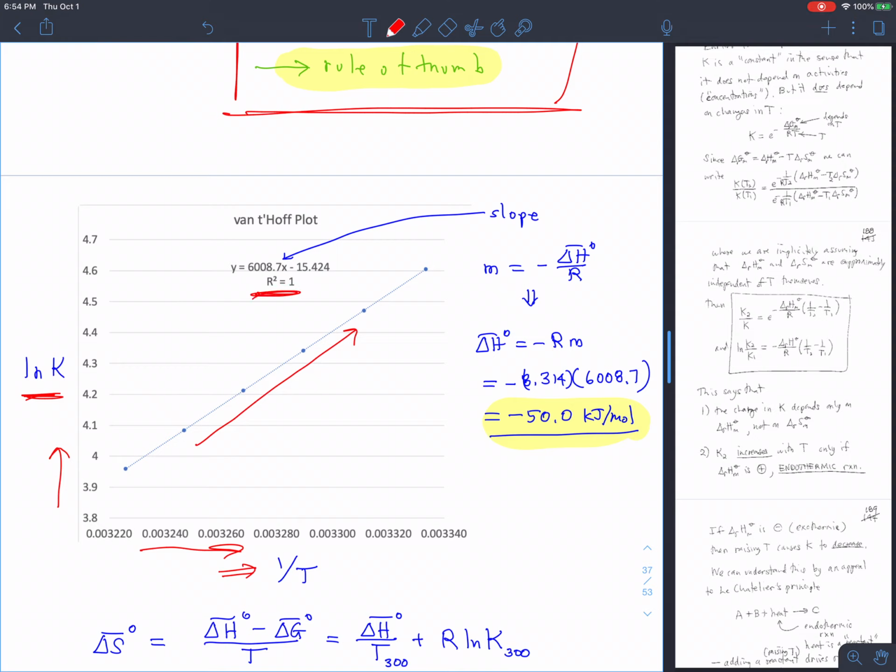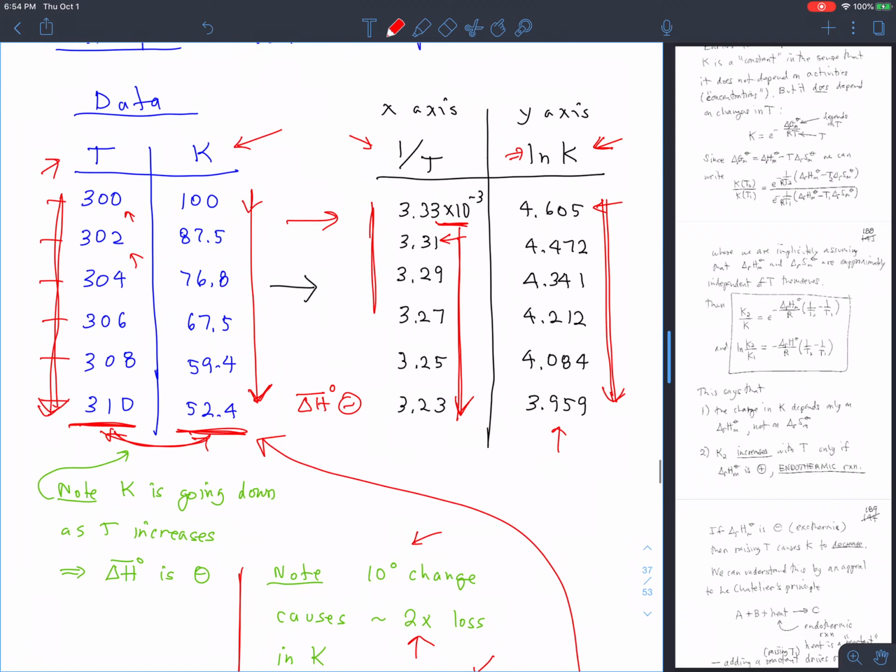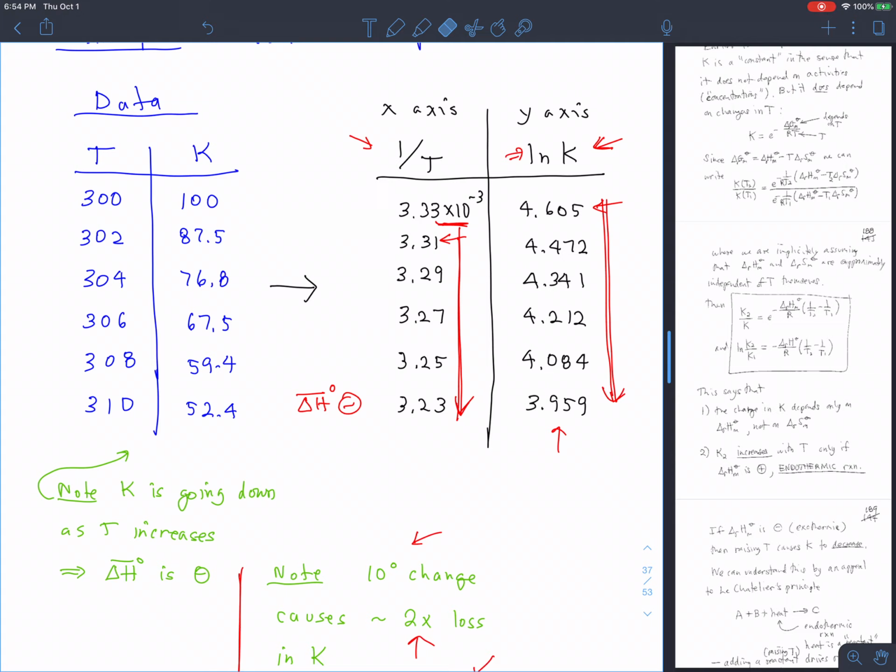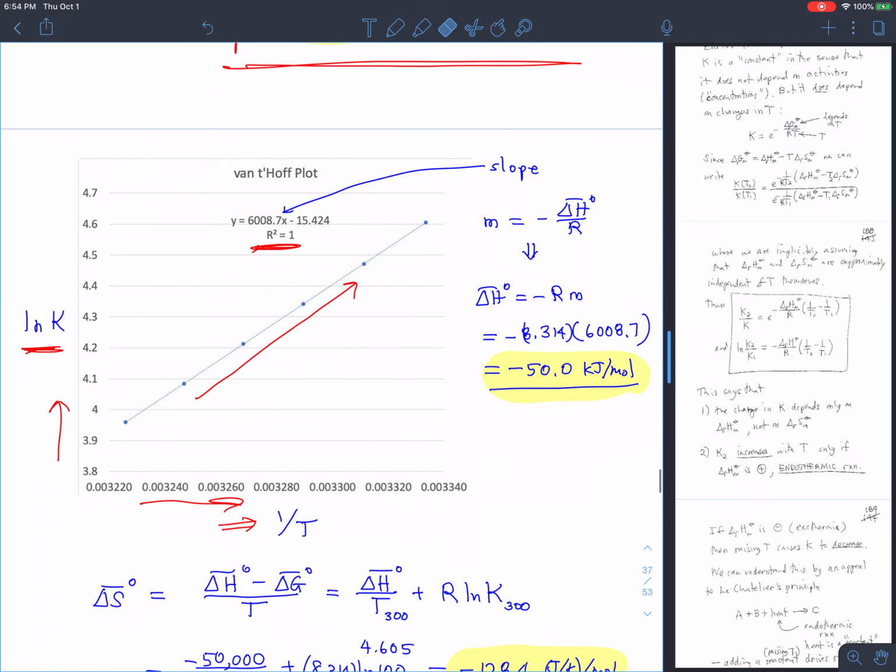The R squared value for the least squares fit to this data is 1, which means it's a perfect straight line. That's because this is artificial data. This is not true experimental data. This is data I made up. And I made it up using the Van 't Hoff equation in order to get the K values. And so, of course, it's perfect. It was made to be perfect. Real life does not look like this, just as a warning. You never, ever get data that look like this. This is obviously artificial data.